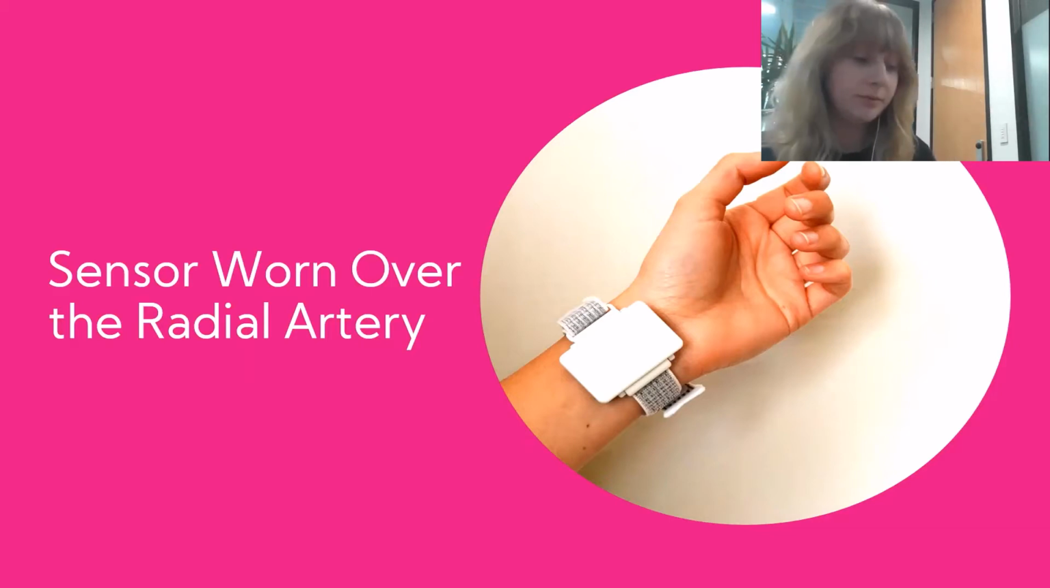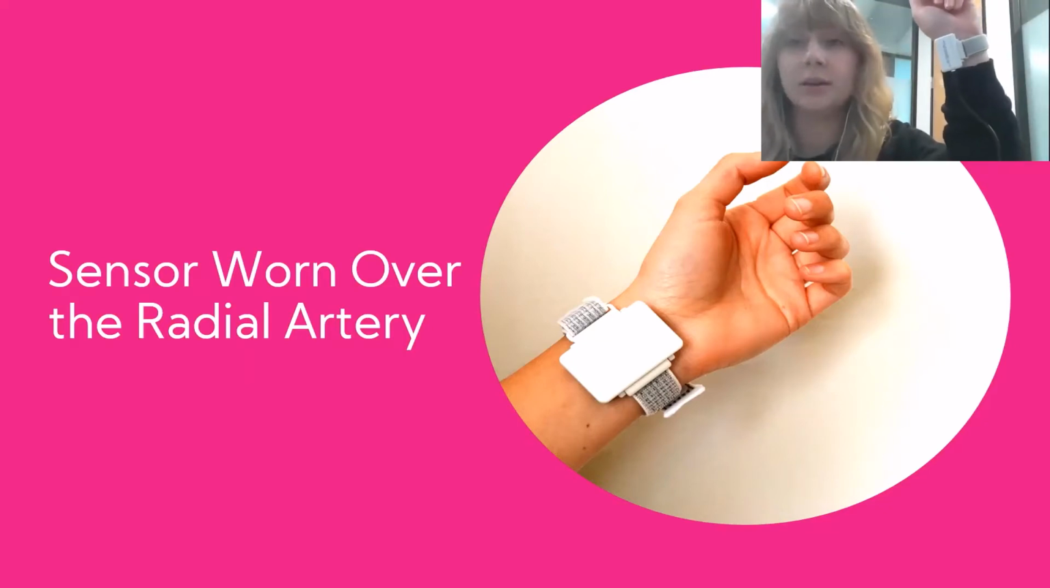Once you find a signal, line up the radar IC with the pulse site, similar to how you see in the photo. Secure the strap so it is snug.